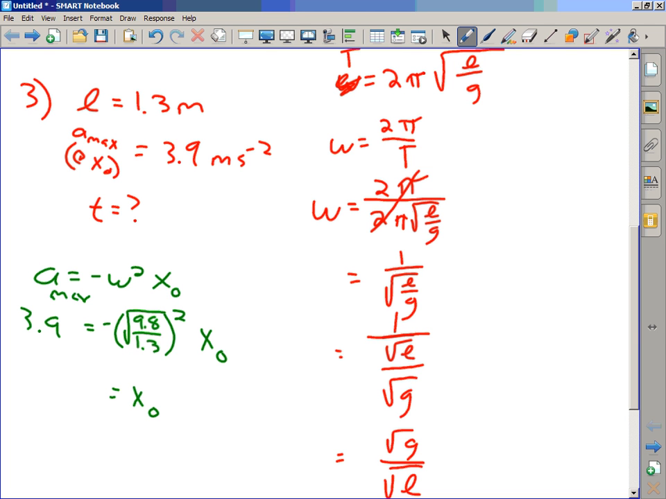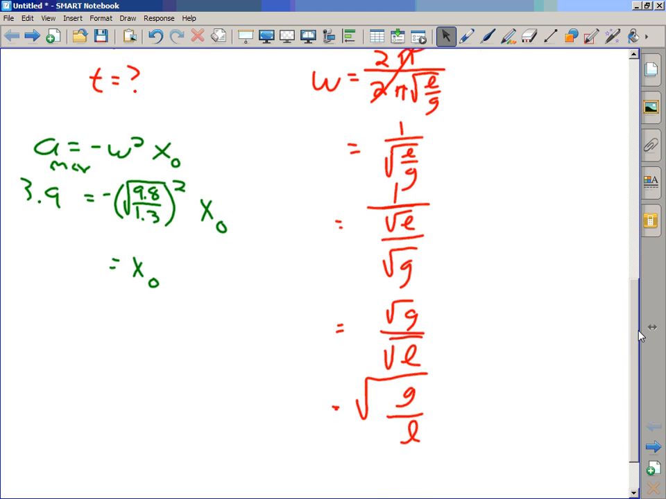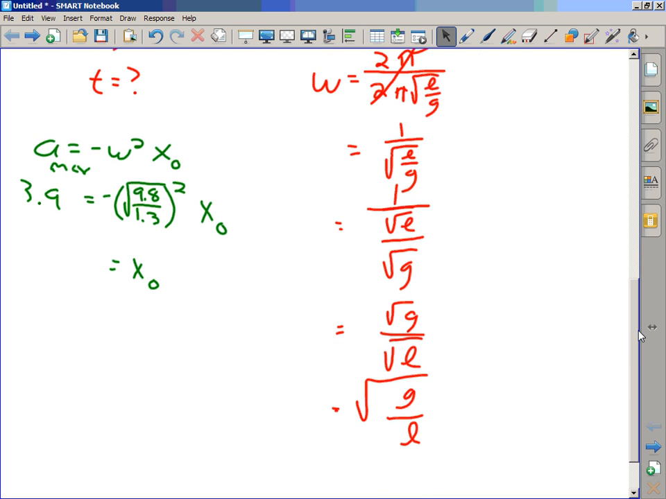Yep. So the square root gets rid of that. So what is 3.9 times 1.3 divided by 9.8? Do I need to do that out loud? No? You can get it out correctly. Yes, it should come out negative. Negative 0.52. Units, please.